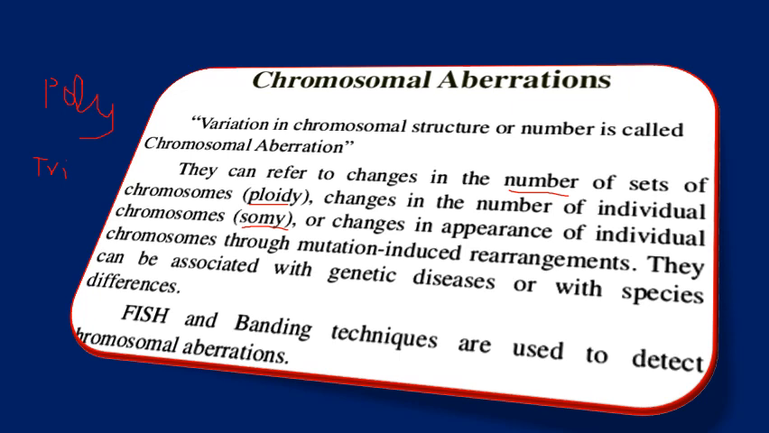However, there are many techniques used to detect and stain the chromosomes to detect such chromosomal aberrations, like FISH. FISH is an abbreviation for fluorescence in situ hybridization, and banding. Banding may be C banding or G banding. C banding means staining the centromeric region, and G banding means staining both heterochromatin and euchromatin along the chromosomes, to use these chromosomes for karyotyping and detection of chromosomes.